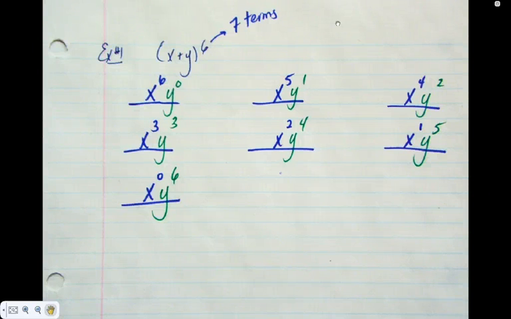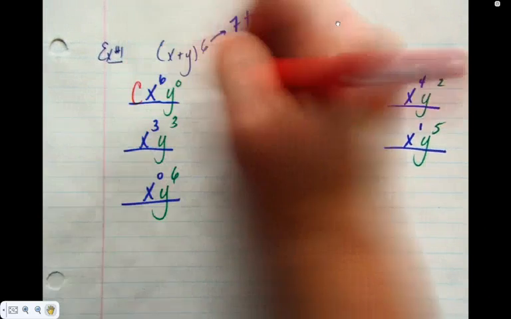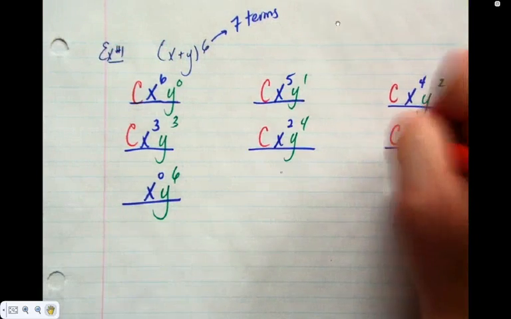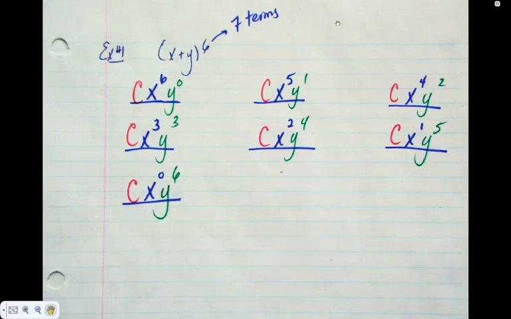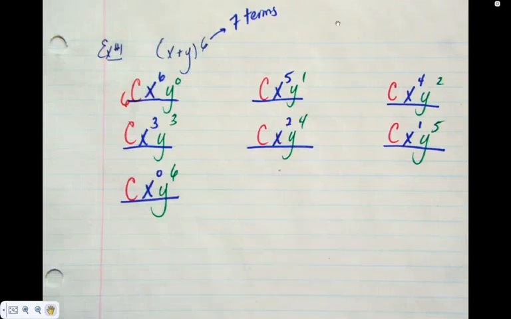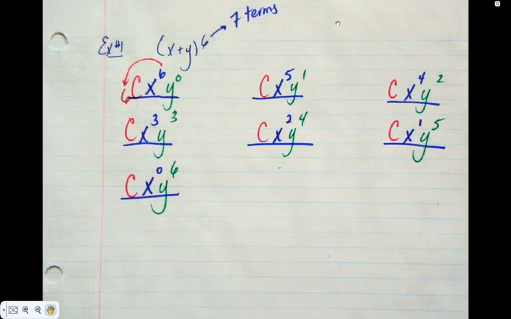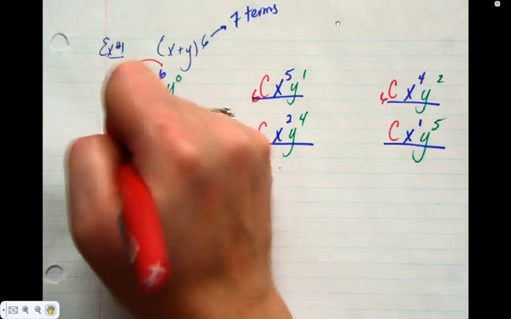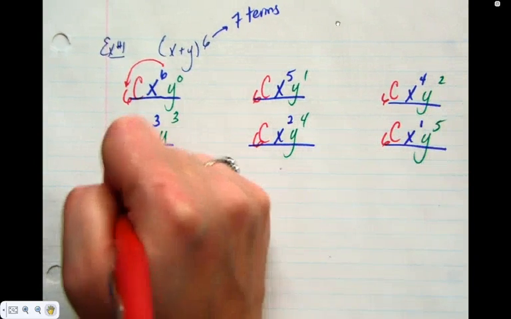I'm going to switch to my third color, and what I'm going to do is put the combinations in. So I'm just putting the C first, and then we'll figure out what N and R are. The n is always the same as the exponent in the question, which is also the same as the very first exponent on x. It's always going to be identical. And n doesn't change for all of them. It's always going to be 6 as your n value. So 6, 6, 6, 6, 6, 6.